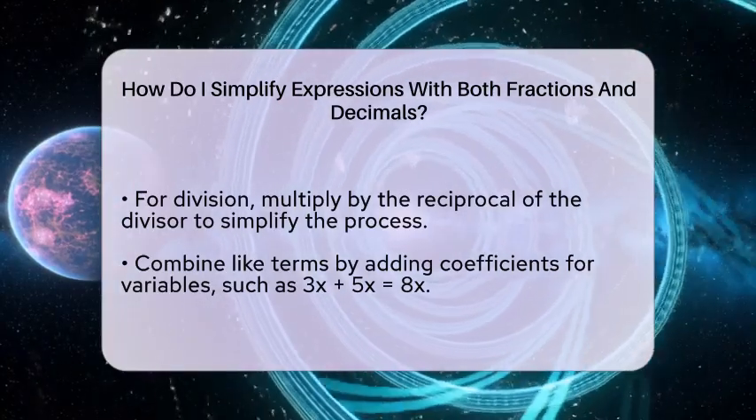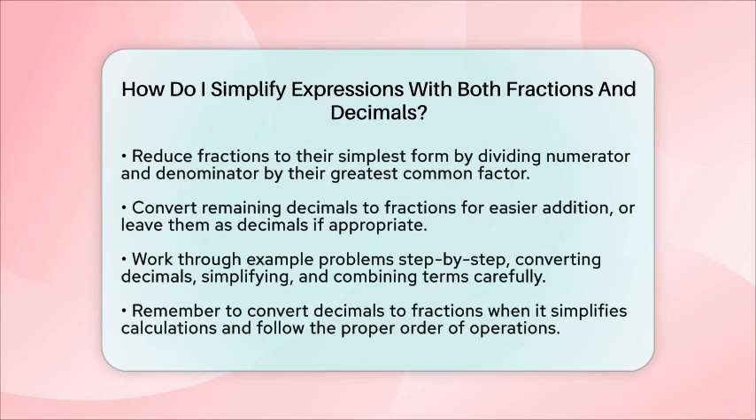Now multiply. 2/3 times 3. The 3 cancels with the denominator 3, leaving you with 2. Finally, add 0.25, which is 1/4, to 2.